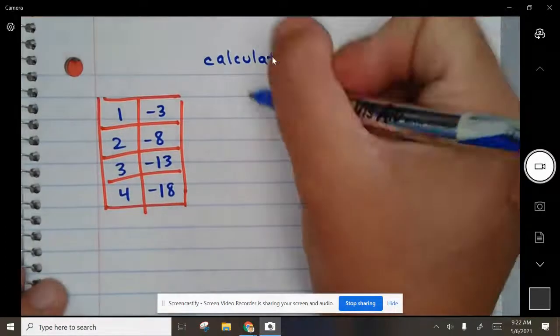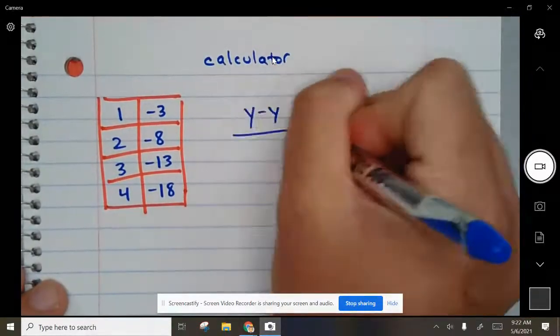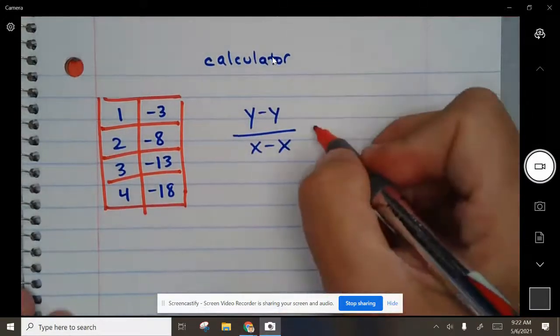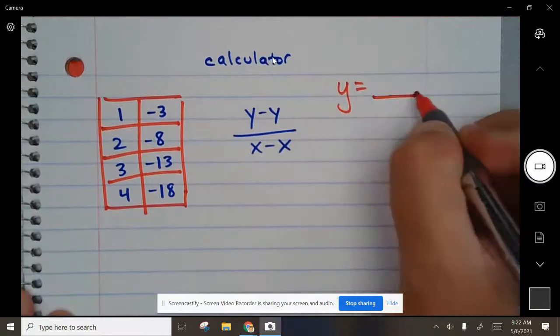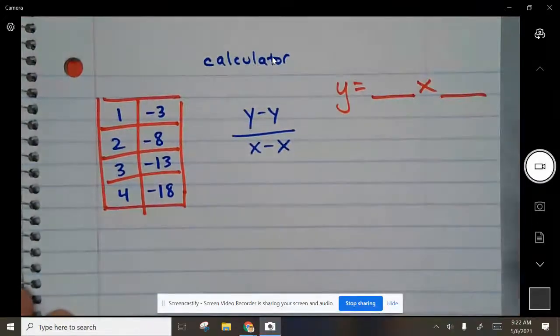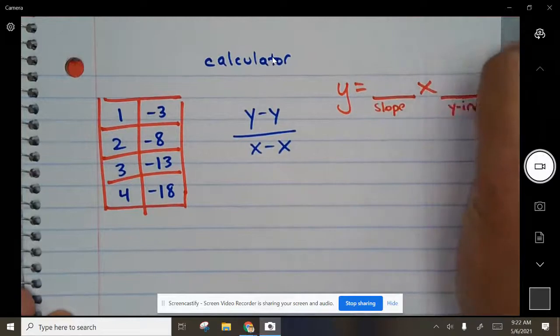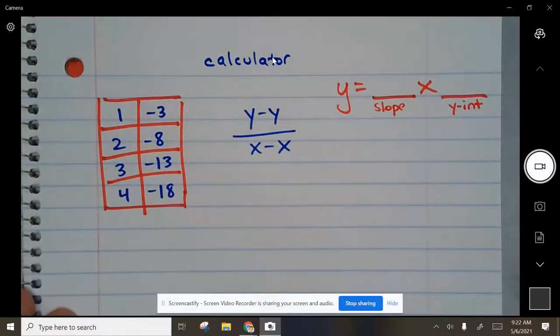So let's go ahead and write out our formula. Y minus y, over x minus x. Remember, that's going to give us our slope. And our whole goal is to finish our equation. This is our slope. This is our y-intercept. I'm going to abbreviate to int. What are we going to do?